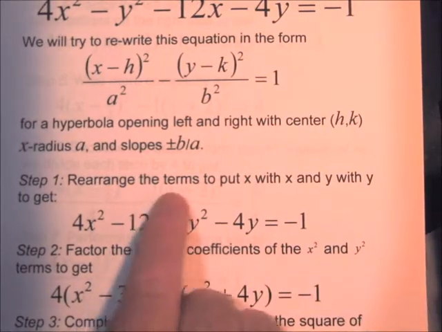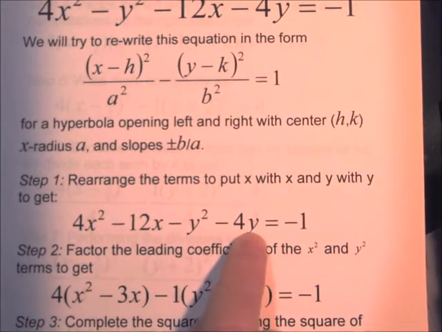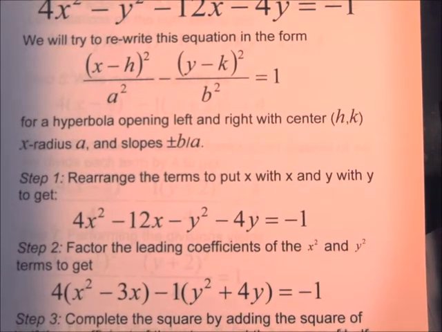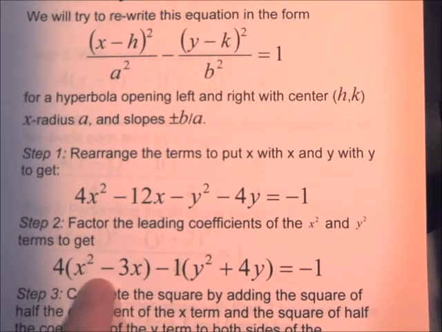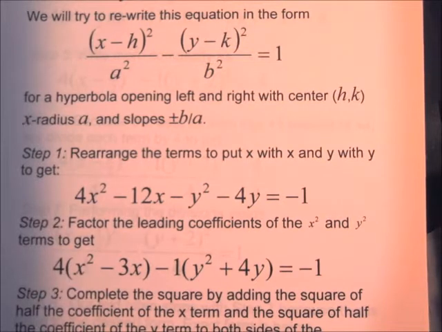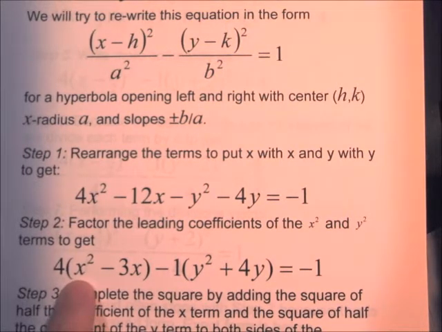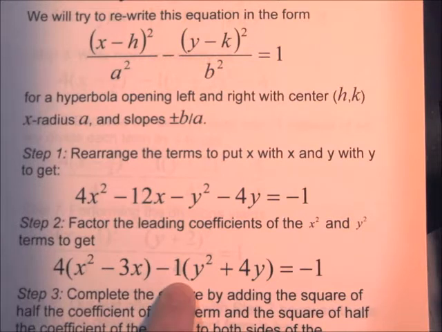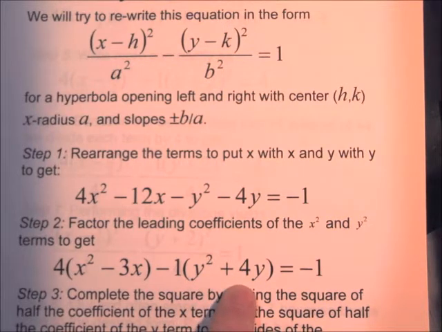First we want to try to match our equation to that form. The first step is to put x with x and y with y, and then we can factor the leading coefficients. The leading coefficient of x squared is 4, and inside parentheses, if we divide by 4, we'll have x squared minus 3x. Also factor out the leading coefficient of the y, which is negative 1. The 1 is understood. If we divide, we get y squared plus 4y. And then copy the equals negative 1.